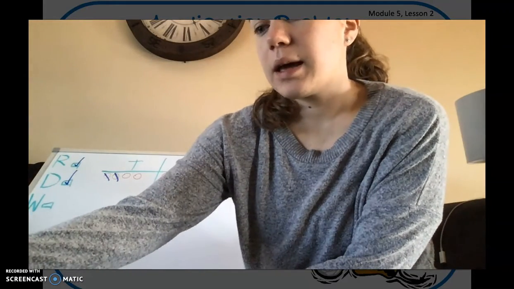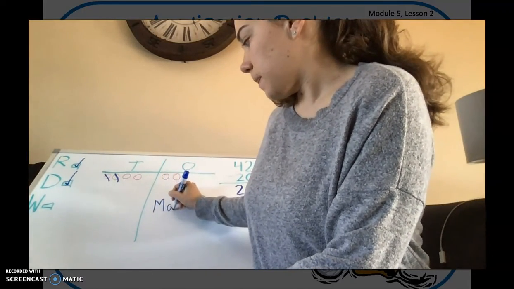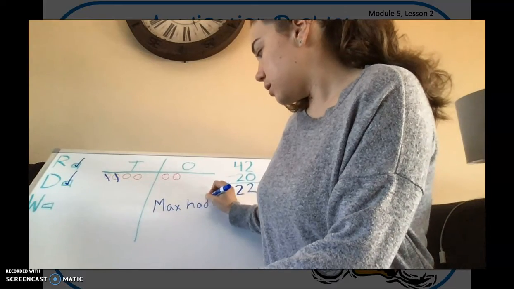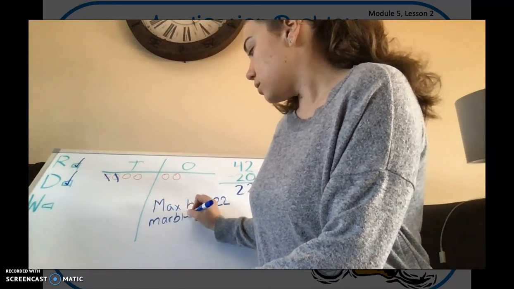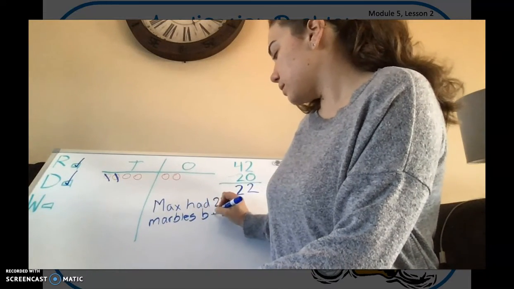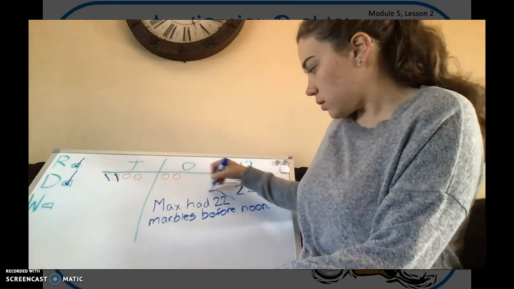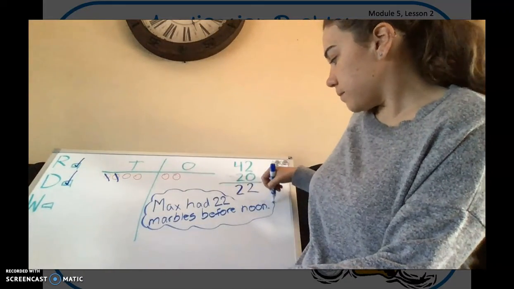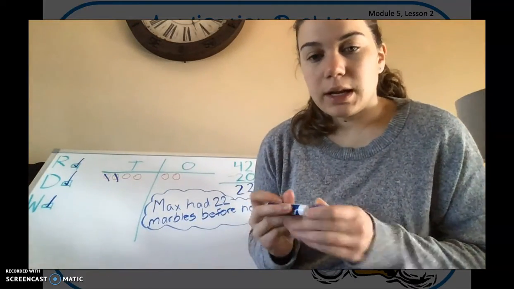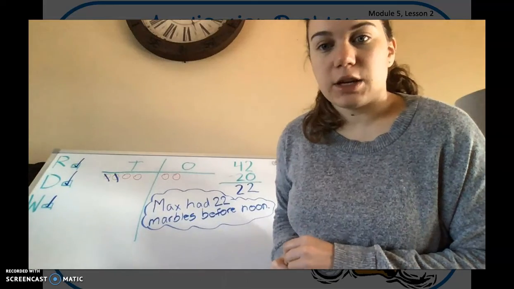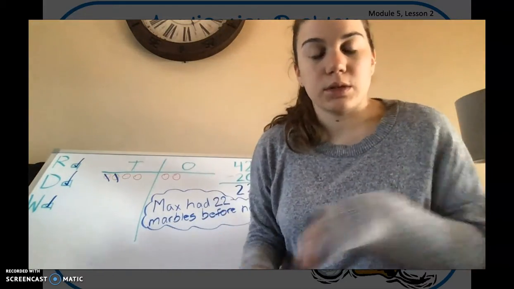So our problem is going to say, Max had 22 marbles before noon. Alright, so now we've written our problem too. And for anybody wondering, noon is like 12 o'clock during the daytime. So when you're usually awake and have lunch around that time, that's noon, 12 o'clock.